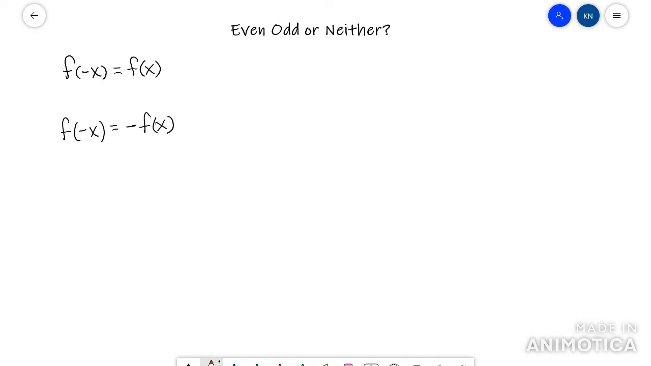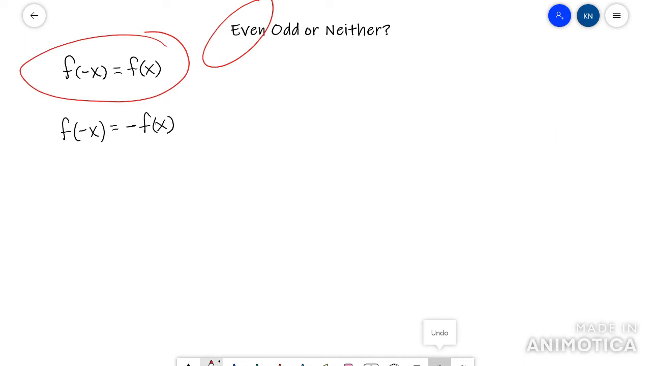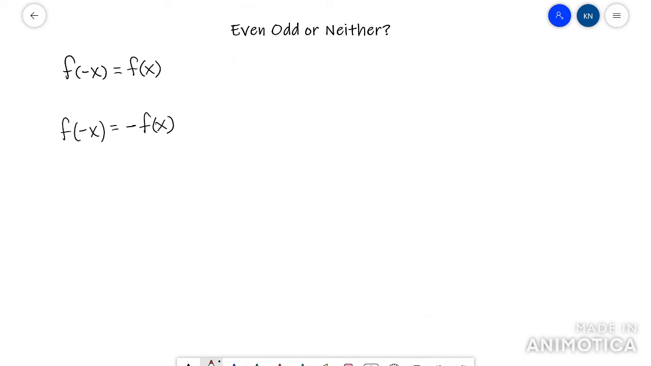Technically, in order for a function to be even, f of negative x has to equal f of x. And I'll show you what I mean. I know that doesn't make a lot of sense right now. Just hold your horses. In order for a function to be odd, f of negative x has to equal negative f of x. So if you're already confused, that's okay. Hang in there. I'll show you some examples and you'll get the hang of it.